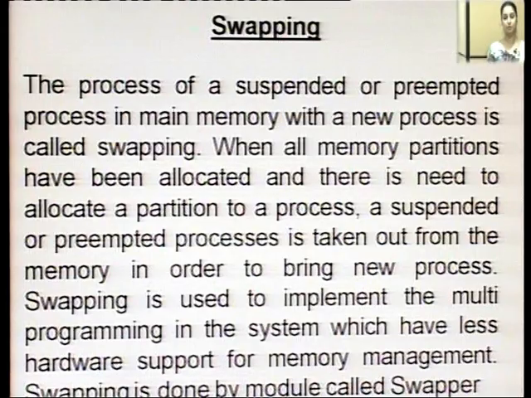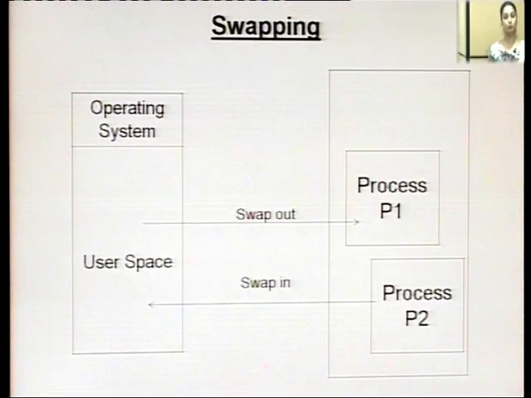The swapper does two different operations. First one is swap in and second one is swap out. Any process which comes out from the main memory where the data is stored is called a swap out, and any process which goes into the memory is called a swap in.